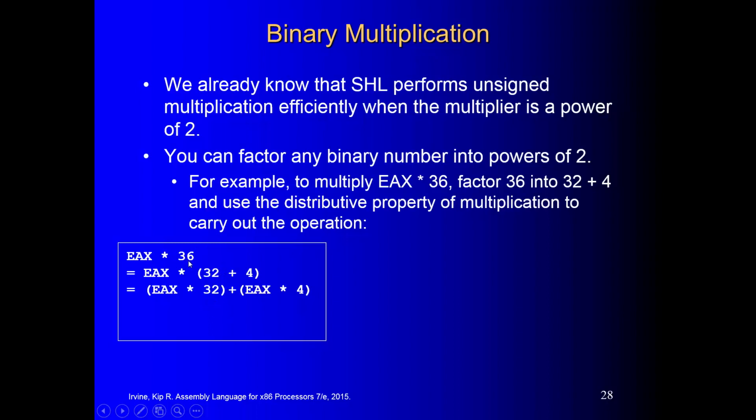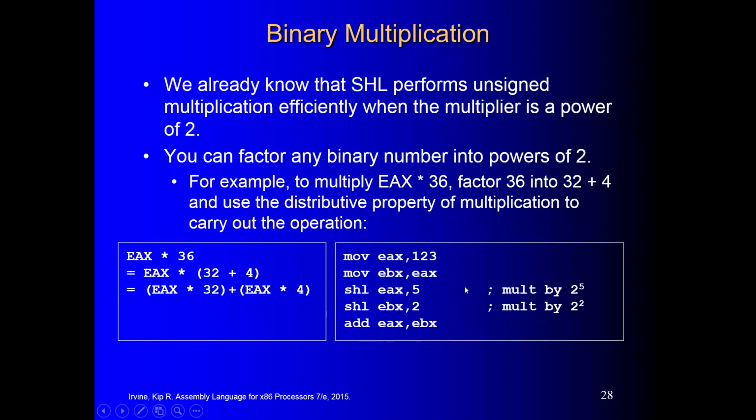So when we break down a number, we're always looking for the 2's powers. If you have a 2's power, you decide how many times you're going to shift to the left. This is 2 to the 5th power, and we shift EAX to the left 5 times to get this result. This one is 2 to the 2nd power, so we decide to shift EAX to the left 2 times.